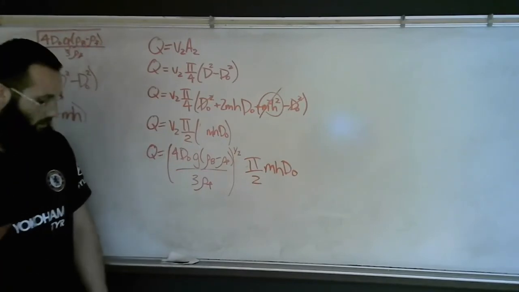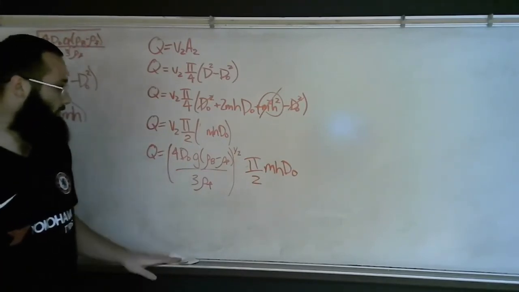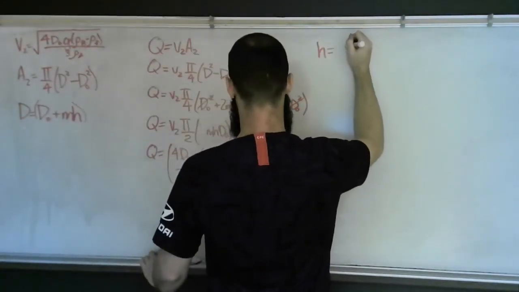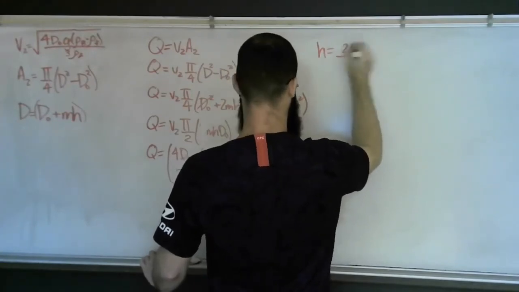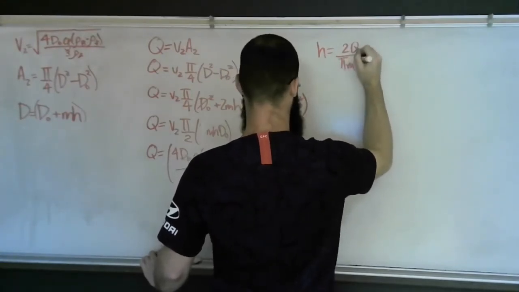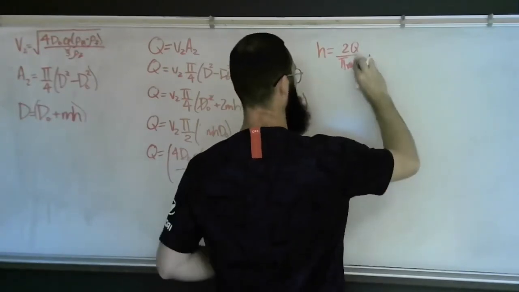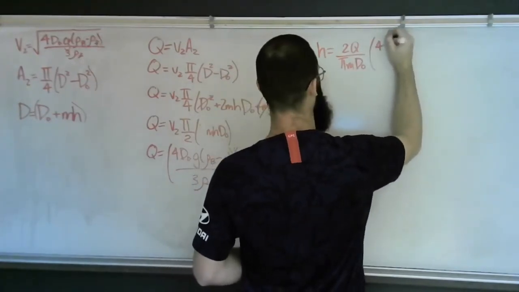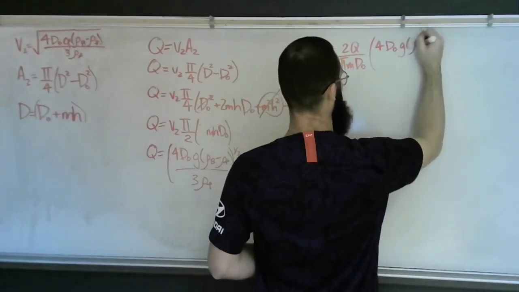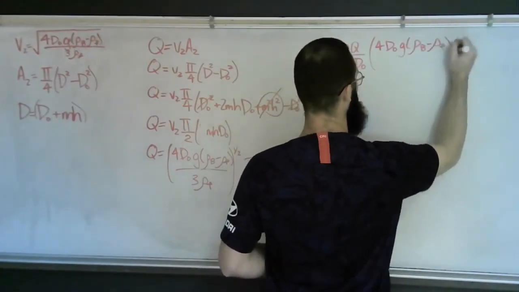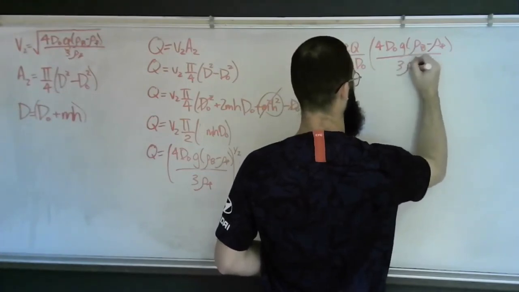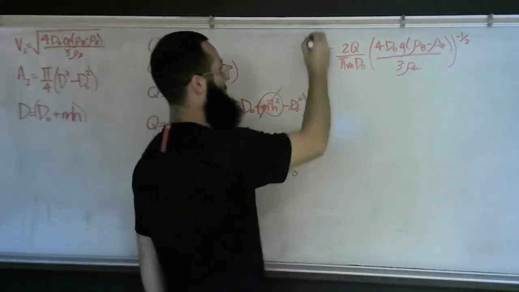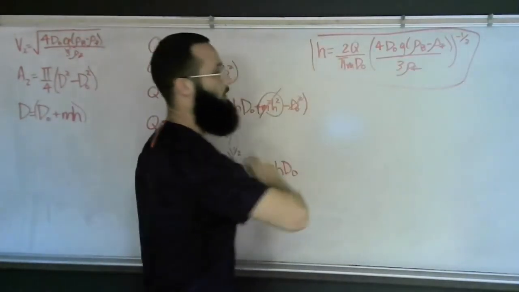And if we want to solve this for height, we can do so very easily by just dividing everything across. So that'll give us the height is equal to 2Q over pi n times d naught. And then 4 d naught g density of the ball minus density of the fluid, all over 3 times the density of the fluid, to the negative 1/2 power. So this will be our final expression solved for the height.